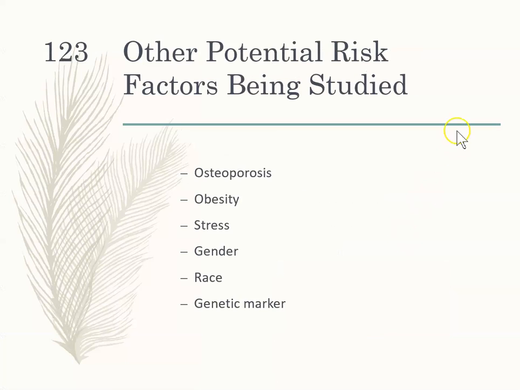And here are some other risk factors that are being studied. They've been saying that if you have osteoporosis, which is weak bone, you're more likely to get periodontitis. If you are obese or stressed, there are strong links between obesity and stress now. I've been reading research that says obesity and stress can increase your chance of getting periodontal disease because it impacts your immune system.